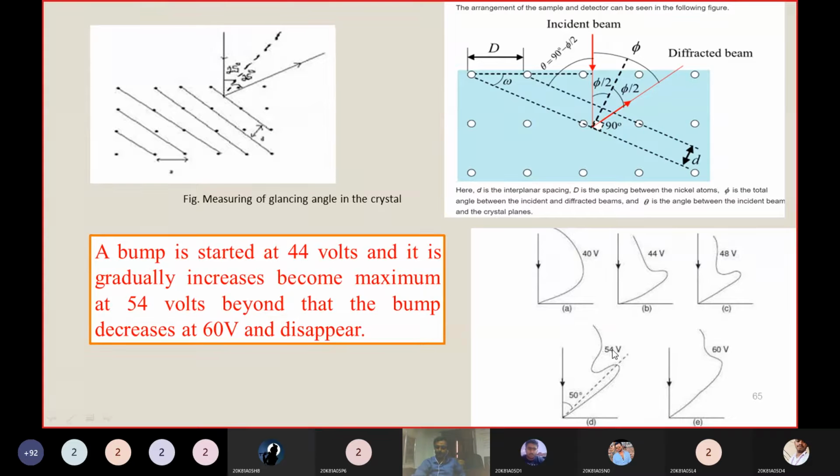Here at a particular voltage, 54 volts, we will get a curve like this. At which value will we get the maximum? For a particular value, theta equal to 50 degrees, we will get the maximum value here. Based on that, we are doing the experimental part.